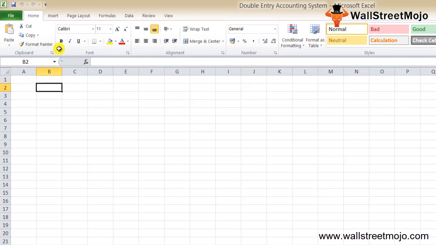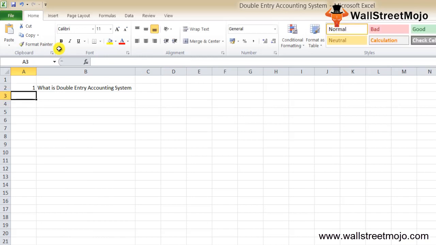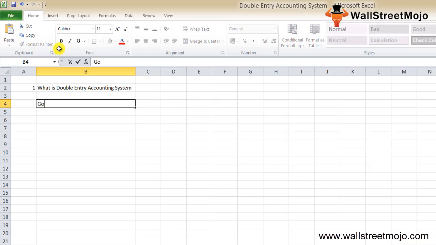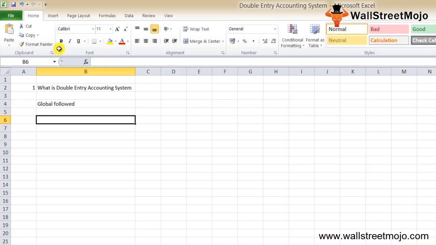Let's understand what the double entry accounting system is. We need to learn this. This is the first concept. The double entry accounting system is prevalent in the majority of countries across the globe. It is a systematic pattern of maintaining transaction entries in the system. I can simply write that it is globally followed, which should give you a great level of importance for this particular concept.